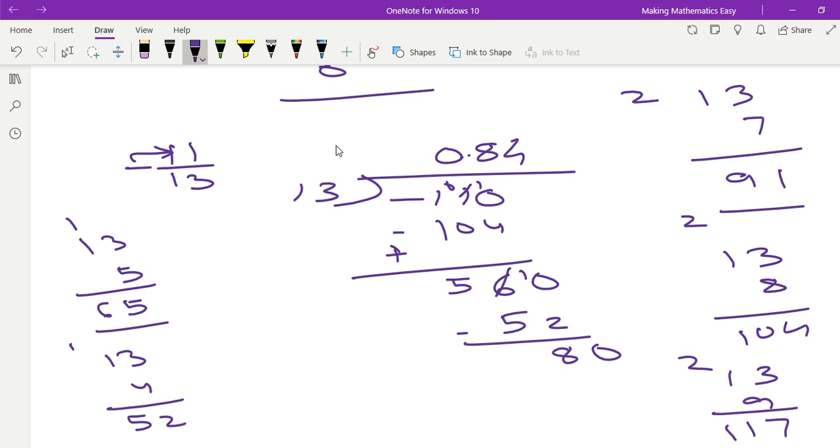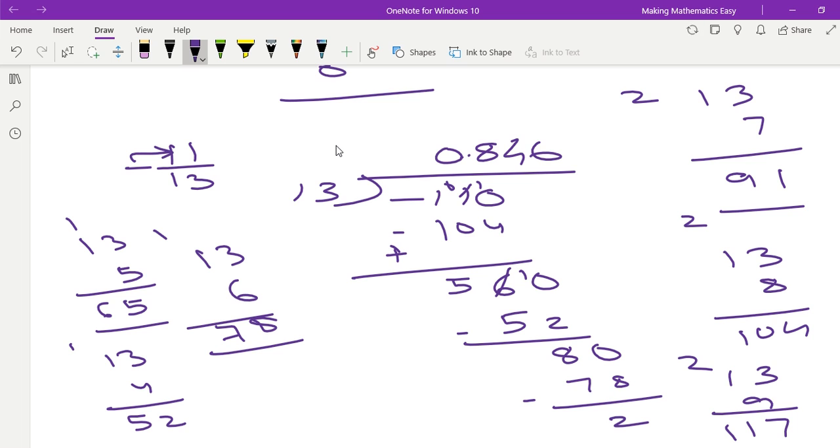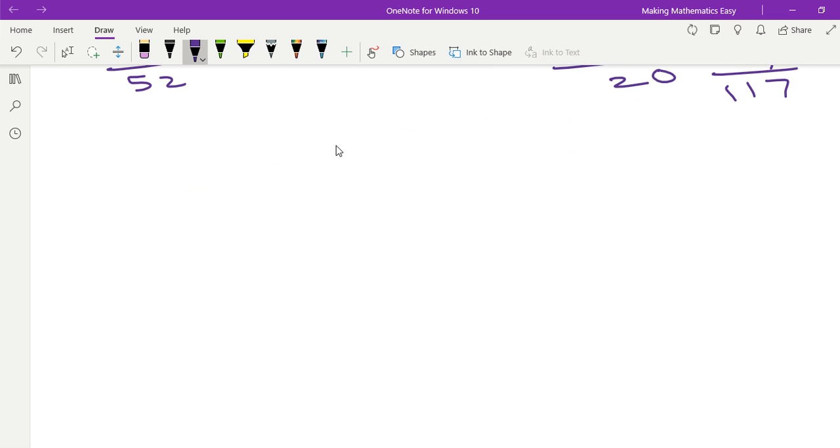Now let's see, we have 5s are 65, and then we have 7s are 91. Let's check what is 6s are. 6 3s are 18, 6 1s are 6, 7, so 78. So this is the number we are looking for. So this is 6, 78, 2. Okay, now again we can take a 0 over here. So 13 1s are 13.